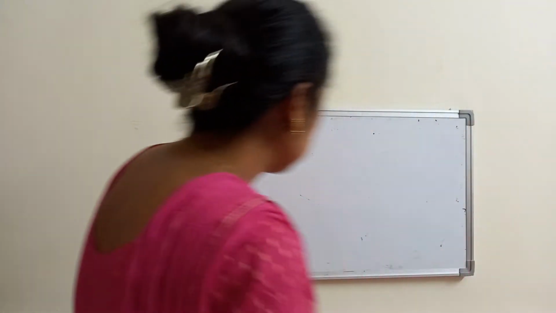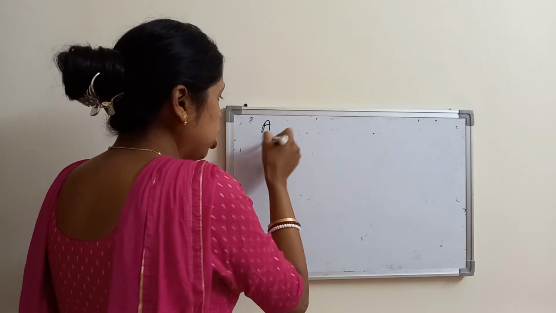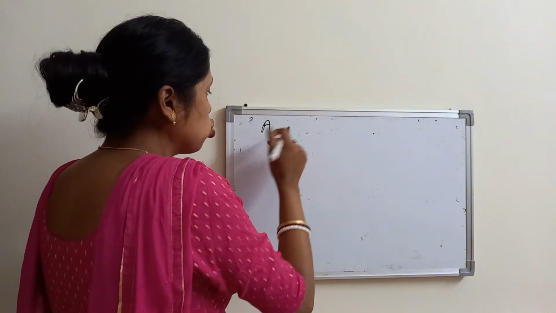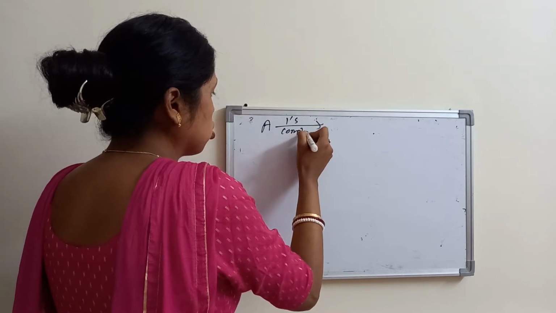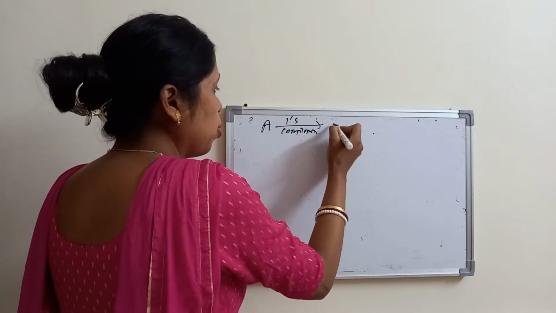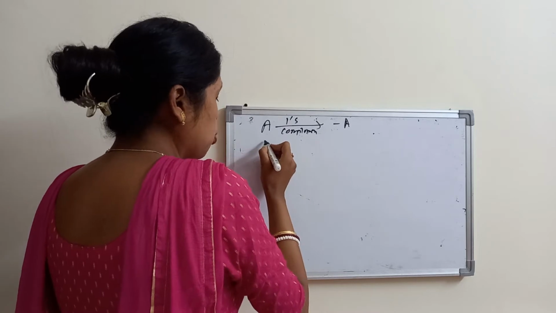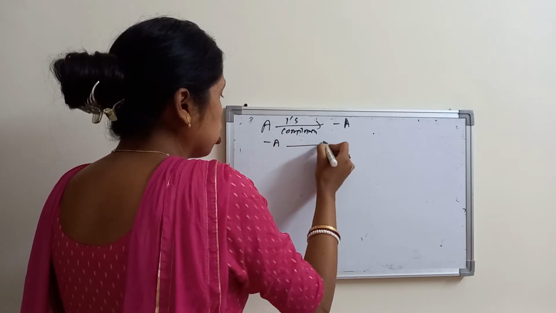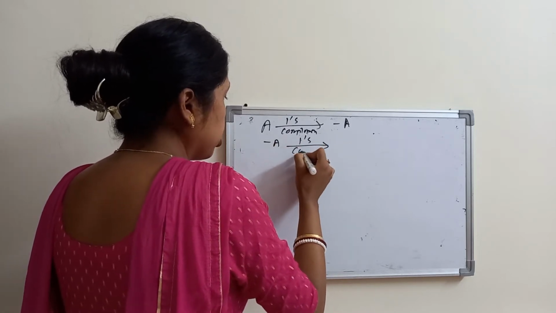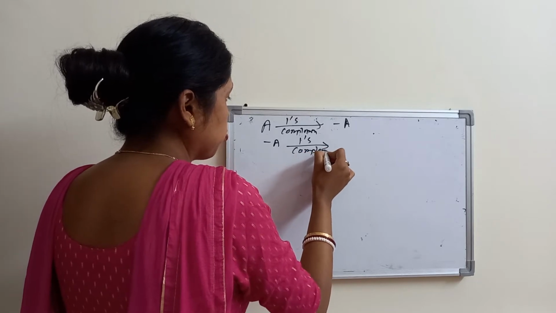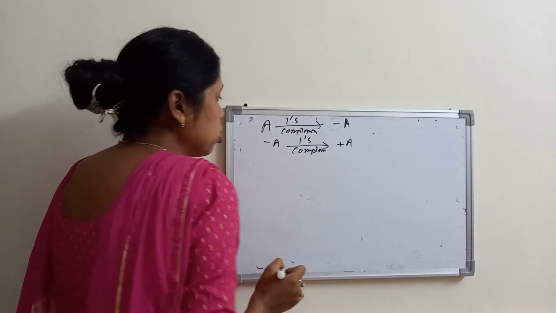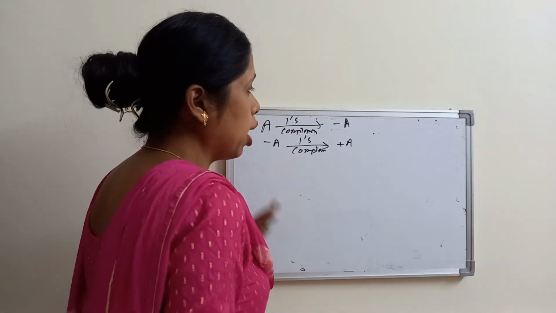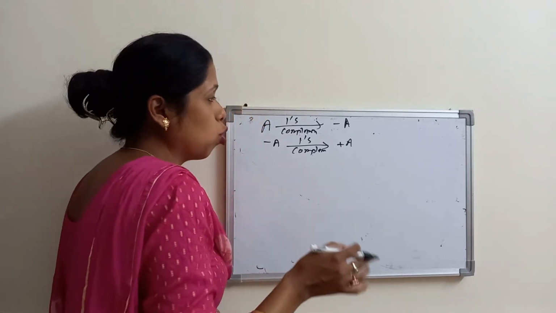Two's complement. Suppose any number is there, A. The first complement of that number is minus A, or vice versa. The first complement of minus A is also plus A. And when you do this, I have to remember something else also.